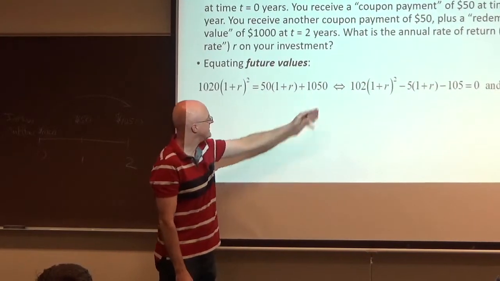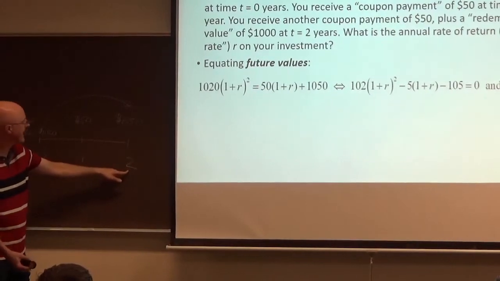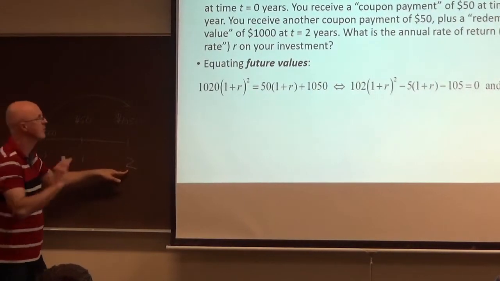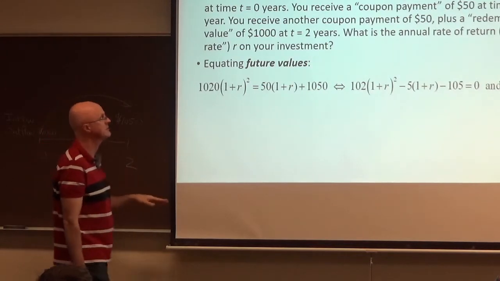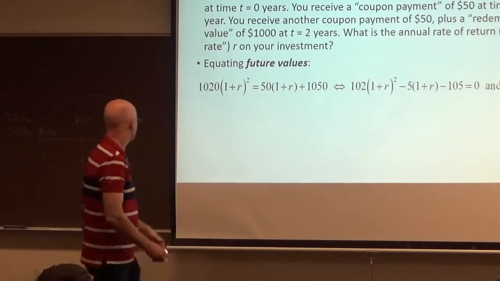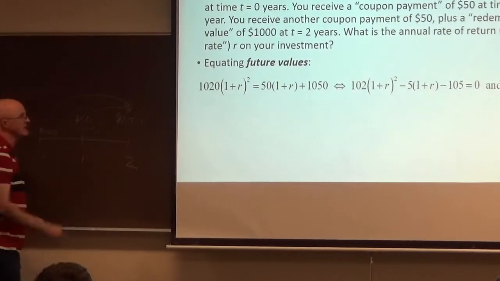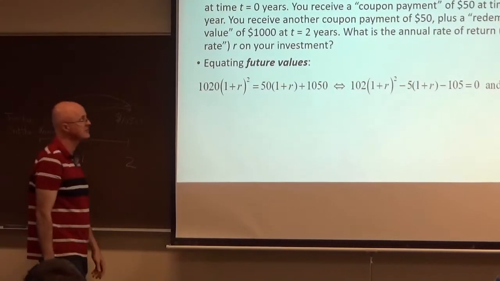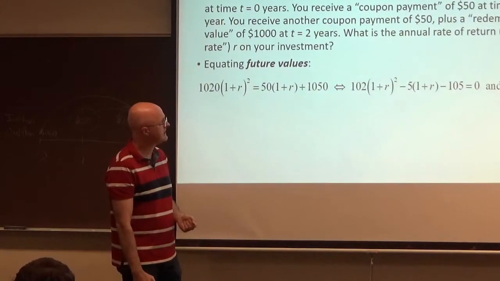You've got the $1,050 at time 2. It's already an amount of money at time 2, so you do not need to push it further into the future. We're talking about future value at time 2 here. This 50 times 1 plus r is taking this amount and finding its future value 1 year in the future. That's why I raise it to the first power instead of squaring it. That's a quadratic equation in r.